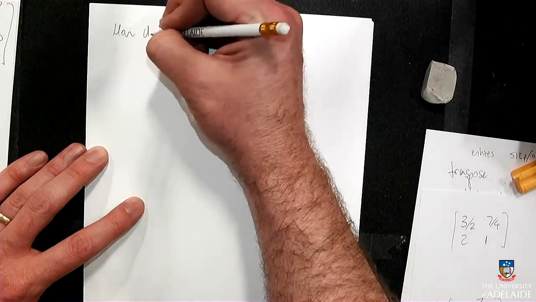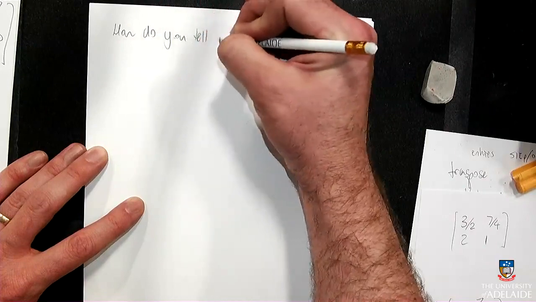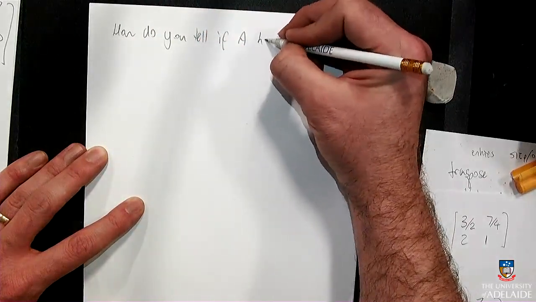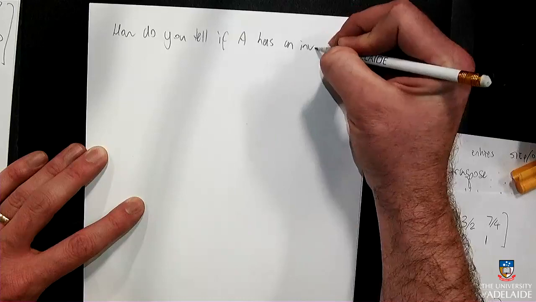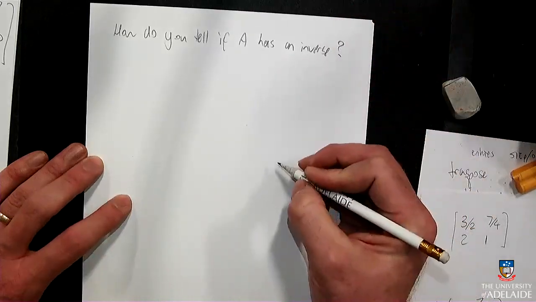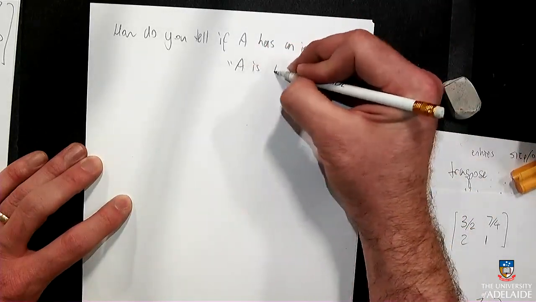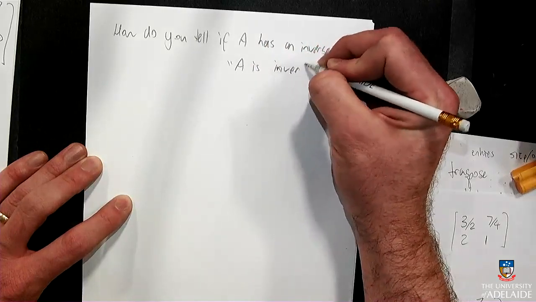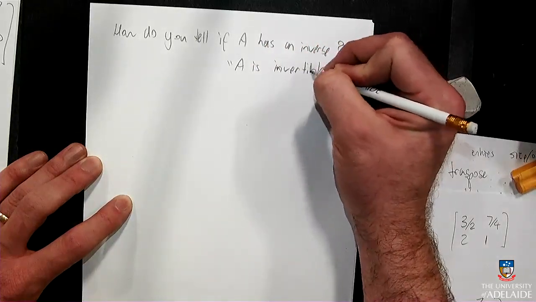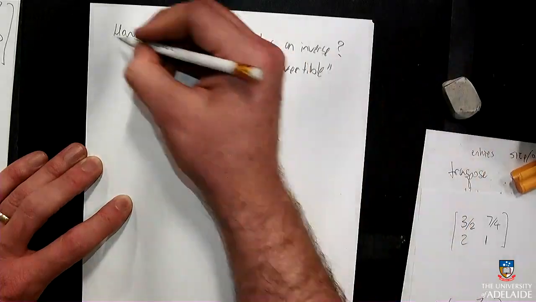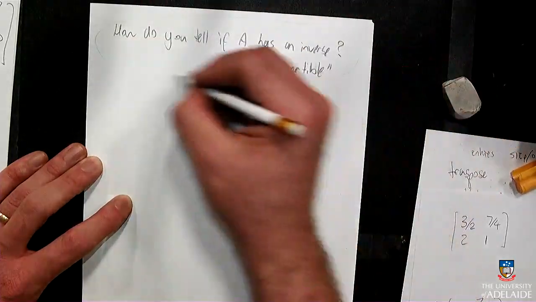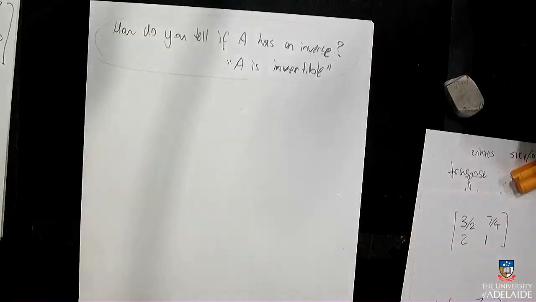So how do you tell if A has an inverse? And there's another word for this. A is invertible. So that's a good question. And there are two answers to it. One is attempt to find the inverse by the process that I'll be teaching you shortly. And the second is calculate this thing called the determinant.